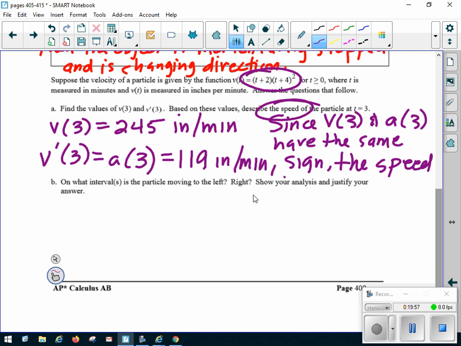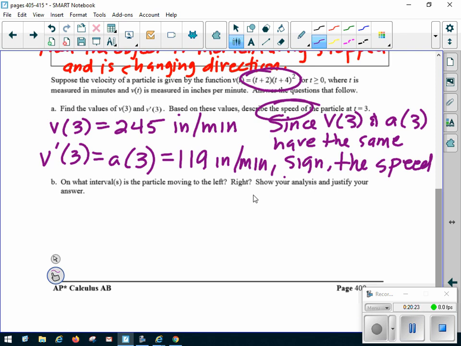Oh, so not the... Mm-mm. I want to know, when is this thing moving left? It's like, when is this function decreasing? Well, the function's decreasing when its derivative's negative. So just look at the derivative of position, which is velocity. Oh, because we're not starting from S of t or P of t. Right. We're starting at B. Okay.